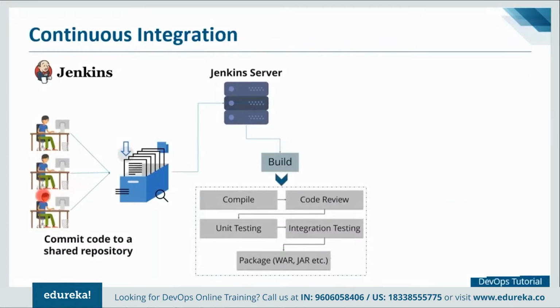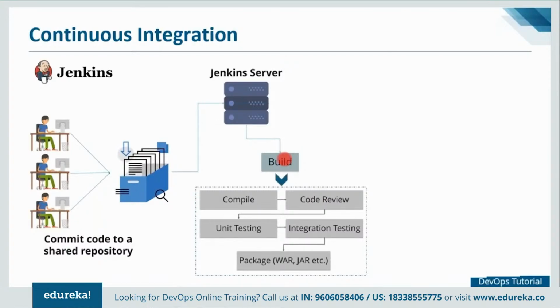So here we have multiple developers which are writing code for a particular application, and all of them are committing code to a shared repository, which can be a Git repository or a Subversion repository. From there, the Jenkins server, which is nothing but a continuous integration tool, will pull that code the moment any developer commits a change in the source code. The moment any developer commits a change in the source code, Jenkins server will pull that, it will prepare a build.